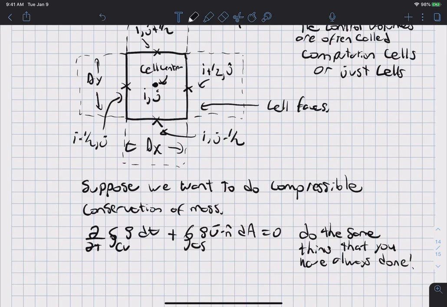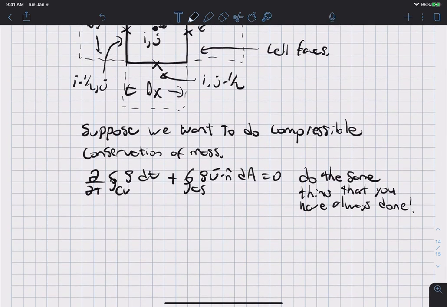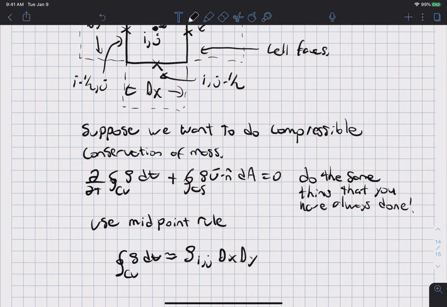Okay, and now we need to approximate all of these integrals here, and we're going to do it the exact same way that we did for the infinitesimal control volume. We're going to use the midpoint rule. So use the midpoint rule. Okay, and that means that the volume integral of rho dV is approximately rho at ij delta x delta y.